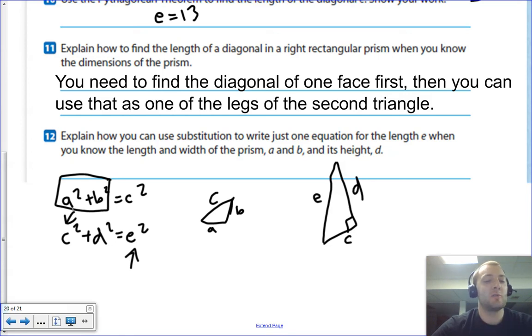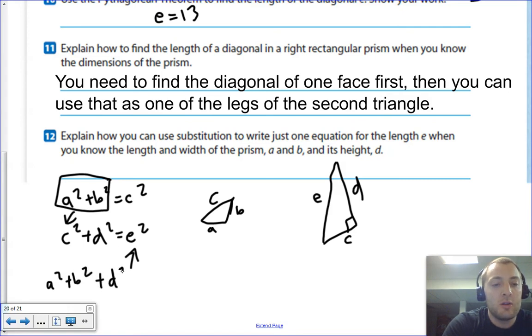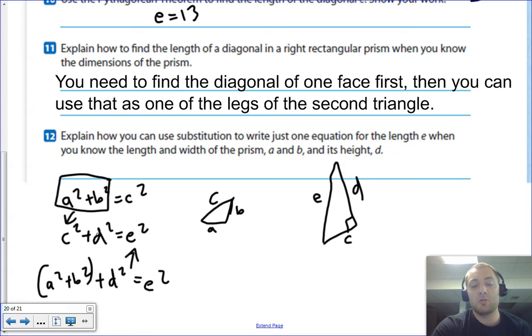I hope you're following so far, because that's what a squared plus b squared is equal to c squared. So let's just replace it and say a squared plus b squared plus d squared. The thing that I changed was the c squared. I changed it to a squared plus b squared equals e squared. Now that looks a little crazy, I know, but this part right here was just replaced. I just replaced c squared with that.